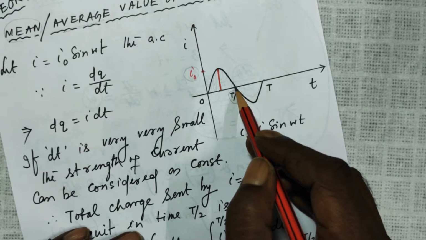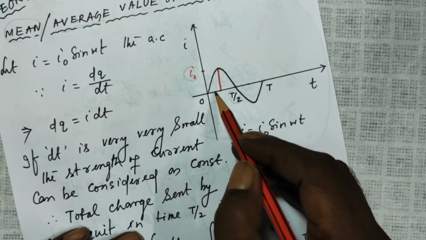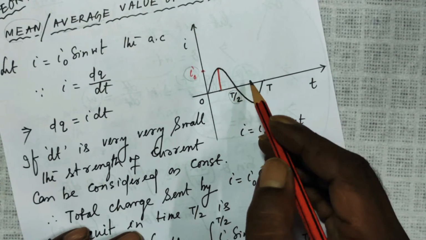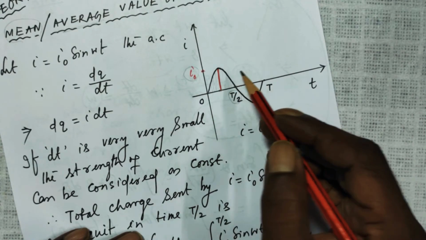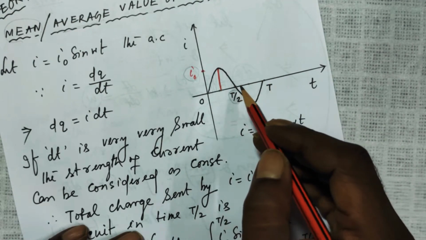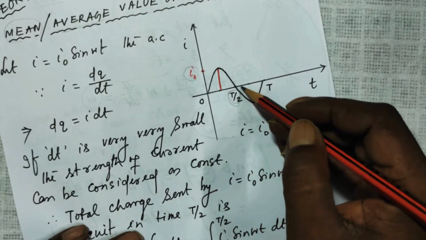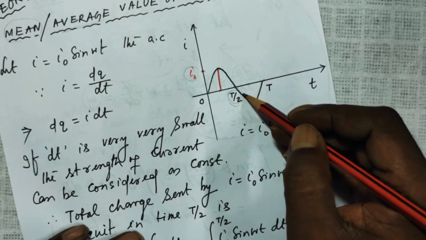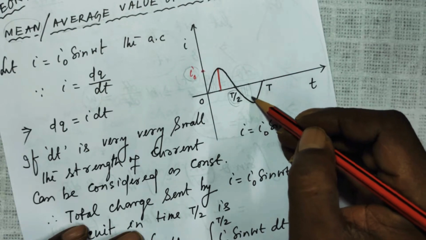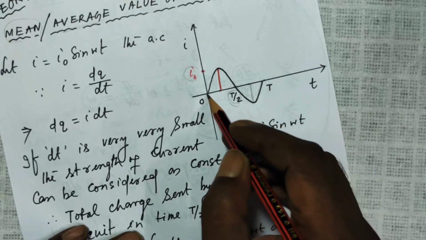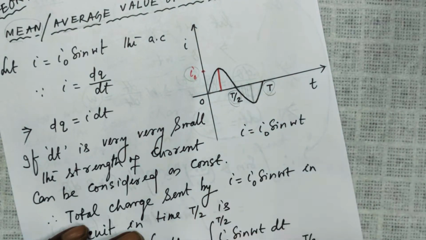Then at this point, it changes the direction. Magnitude changes, but the direction changes every T by 2. From here to here is T by 2. Now the direction changes. The current increases in the opposite direction. Here it becomes maximum, then reduces to 0, and the total time is T.